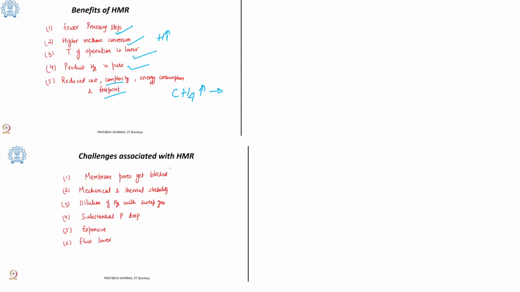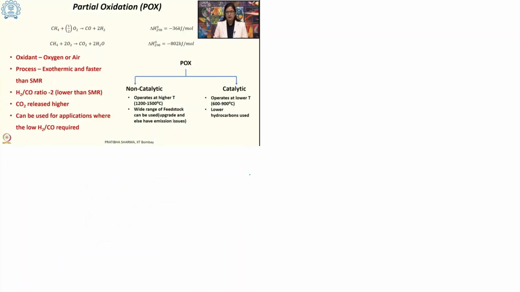The challenges associated with the hydrogen membrane: sometimes the membrane will be blocked. When the membrane is blocked, the hydrogen gas will not permeate through the membrane. In this case, the process will not be suitable, and the efficiency will go down.